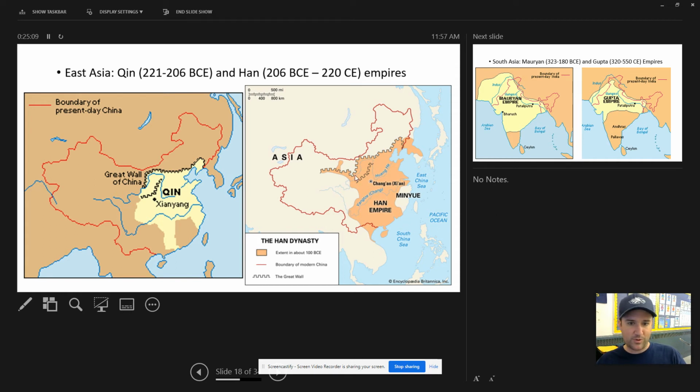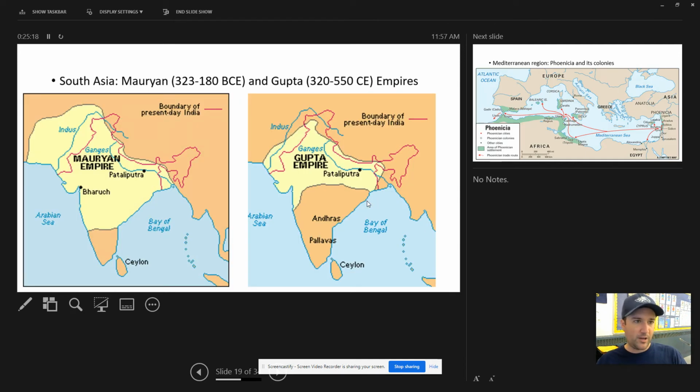The Han Empire was really equivalent to the Roman Empire at the time, as far as the most powerful and widespread empires in the world. The Mauryan and the Gupta empires of South Asia, where modern India is, each had a good long period of rule in South Asia.